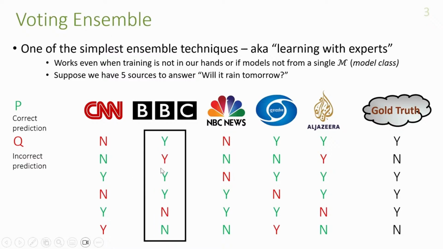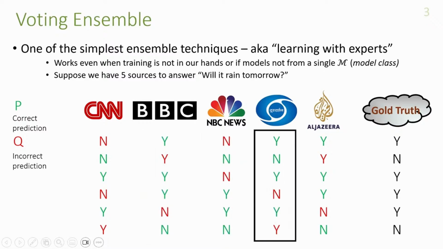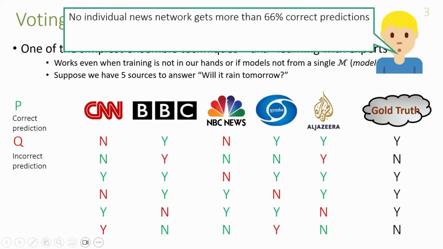Here, 4 times this source is correct. So therefore, 4 divided by 6 is the accuracy, right? So likewise, if you calculate accuracy for each source, hardly you will get more than 66% correct prediction, right? The maximum correct prediction that you can get using any one particular source is 66%, right?